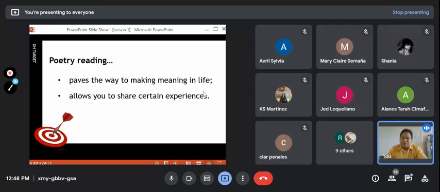Poetry reading also allows you to share certain experiences. By definition, literature, where poetry belongs, literature is a story of man's experiences. The experiences are just presented in two different ways, either in prose or in poetry. If it appears to be in prose, then it is in paragraph structure. With sentences and paragraphs, you create a prosaic material. But for poetry, the presentation of one's experiences will be using verses.